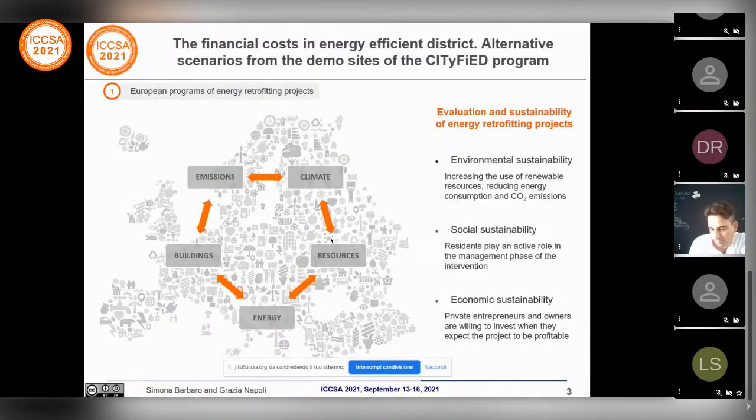Evaluating the performance of energy retrofitting projects is a complex process, as it requires the simultaneous verification of environmental, social, and economic sustainability. In particular, from an economic point of view, entrepreneurs and private owners are willing to invest when they expect the project to be profitable. So it is crucial to assess the economic viability of energy projects, and to do this, as we will see later, indicators such as the net present value and the internal rate of return can be used.